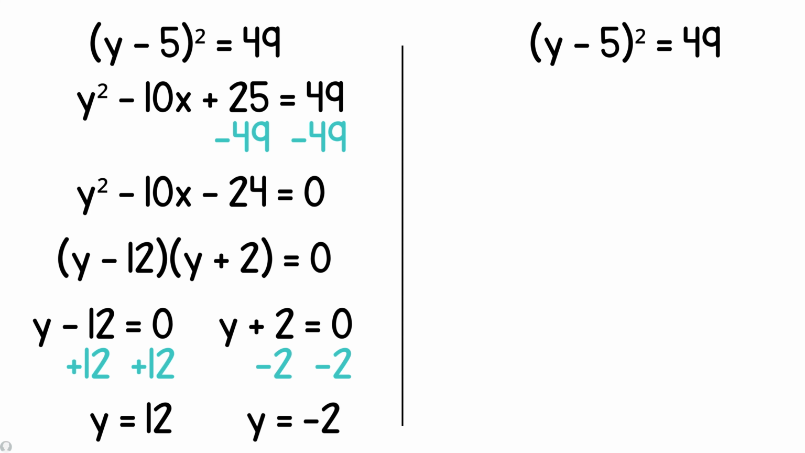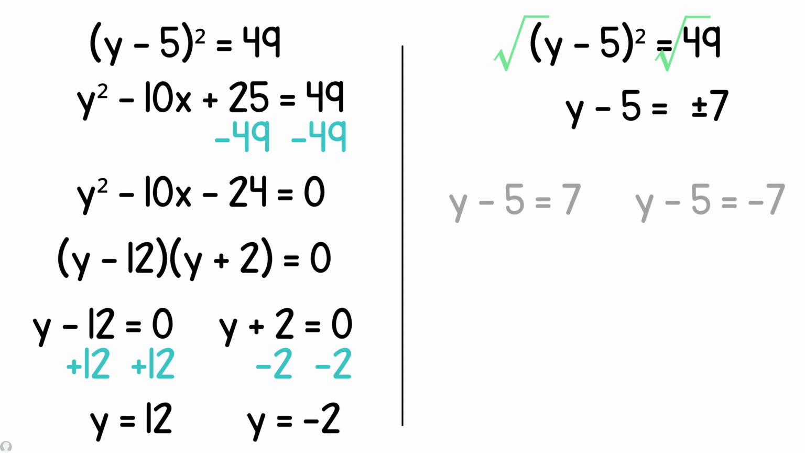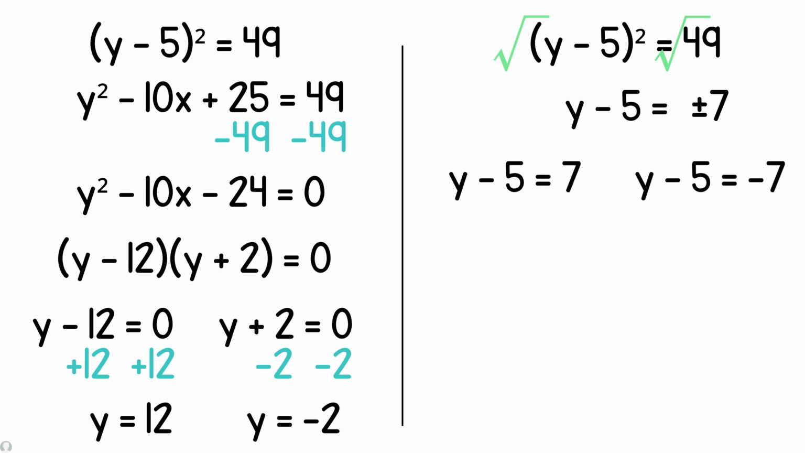So now we'll use the square root method and see if we get the same solutions of 12 and negative 2. So we'll take the square root of both sides, and this gives us y minus 5 on the left and plus or minus 7 on the right. Now we'll set up our two equations, where y minus 5 equals positive 7 and then y minus 5 equals negative 7. So we'll start by adding 5 to both sides, and this gives us y equals 12.